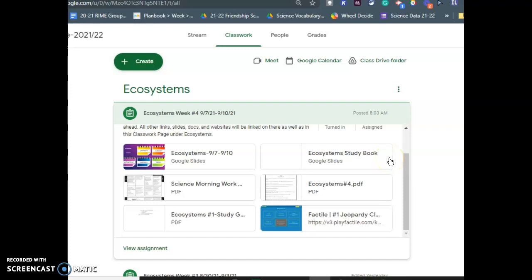Ecosystem study book. I haven't even talked about that yet, so should anybody be starting that? No. Science morning work. You all have a copy if you're here. If you're at home, there's the copy for you. Ecosystems 4, I gave anyone here that copy last Friday, correct? If you were at home, those are the vocabulary words for this week.